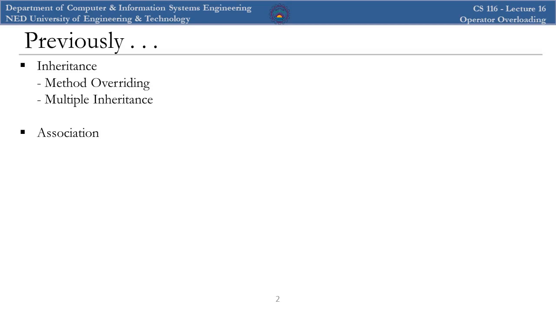Sometimes you have a choice that instead of inheritance you can choose association. So both of these approaches have their own pros and cons, and it's a design choice which option we go for.